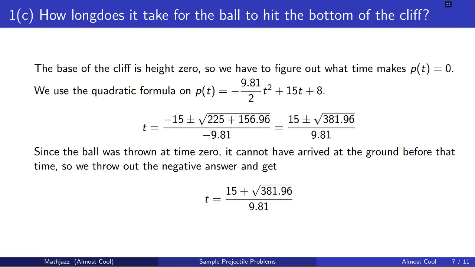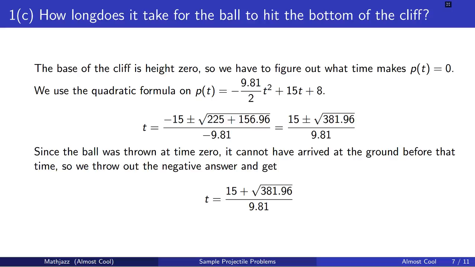We use the quadratic formula to set that equal to 0 and solve for t. And we get t equals 15 plus or minus the square root of 381.96 divided by 9.81. However, since the ball was thrown at time 0, it cannot have arrived at the ground before it was thrown. I guess the ball may have been sitting on the ground before it was picked up, but our equations don't actually describe the ball's motion before it was thrown.